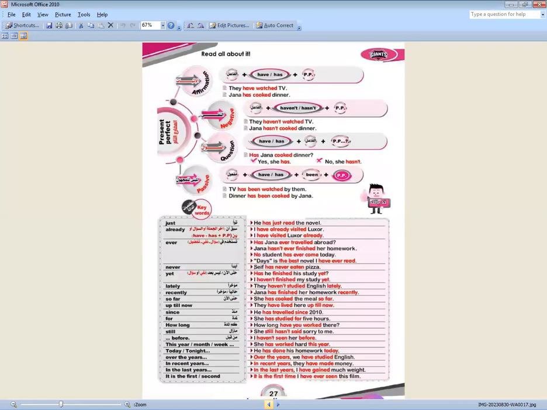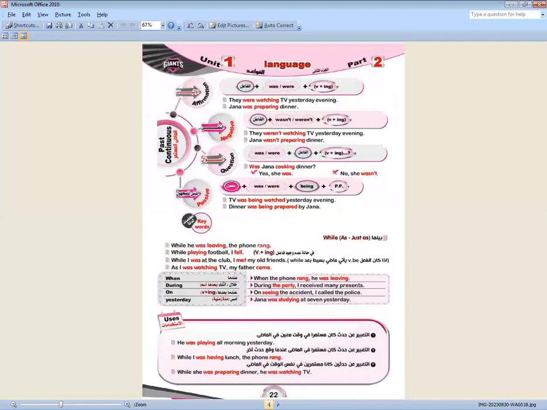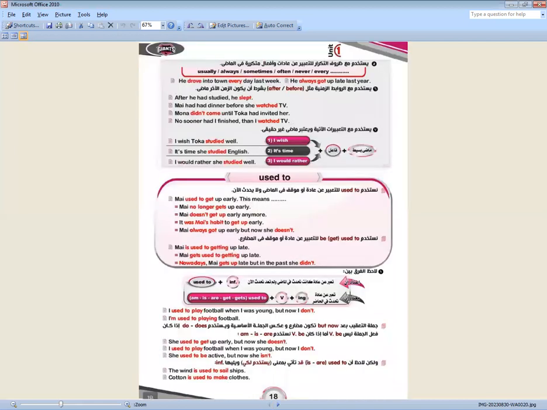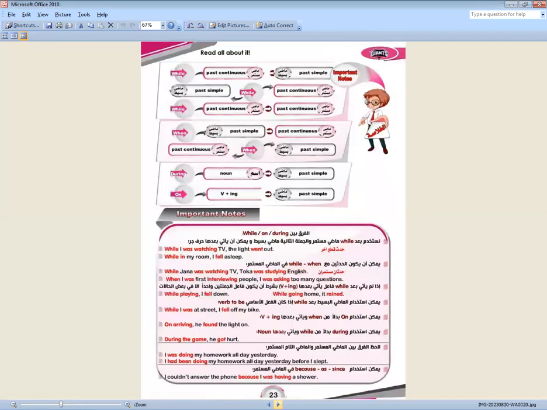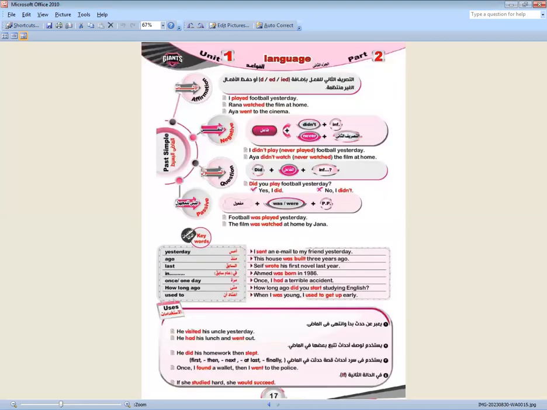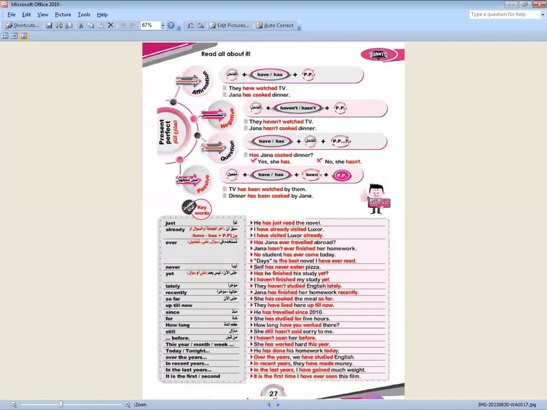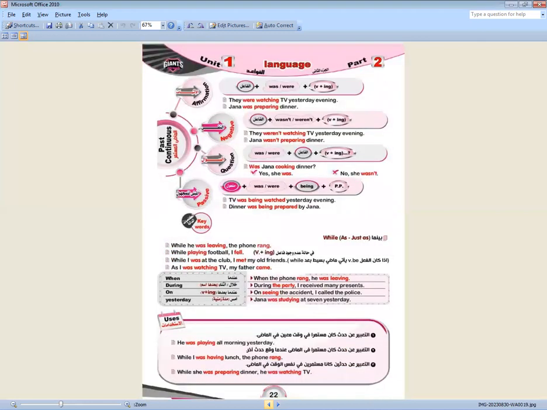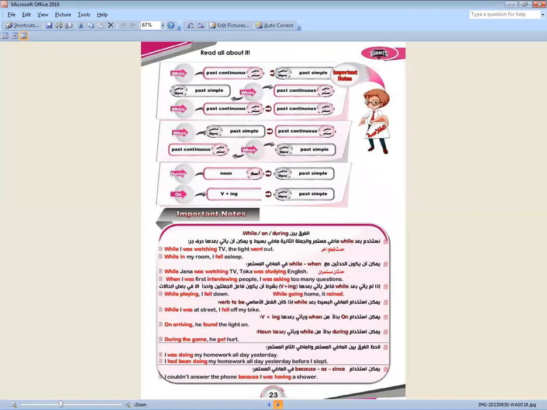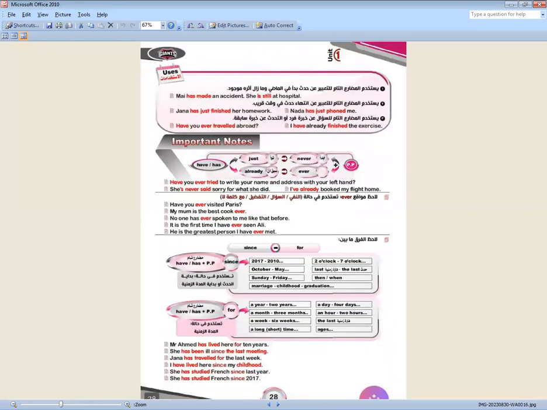After that, we will move to the past continuous. How can we form a sentence in the past? Sorry, we will complete the past simple. We still have a page here.